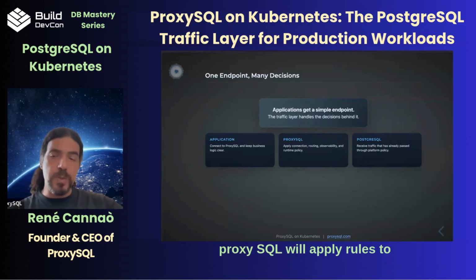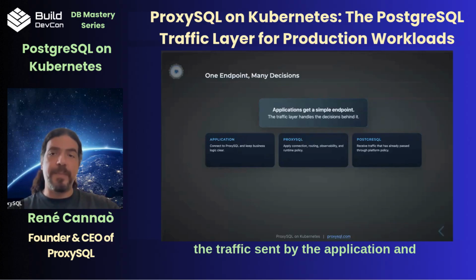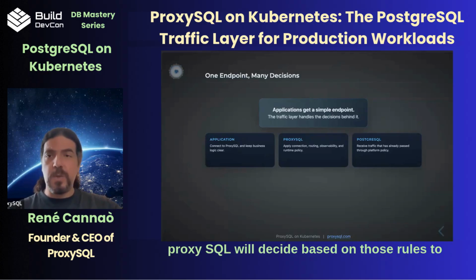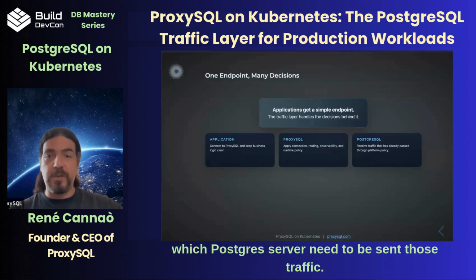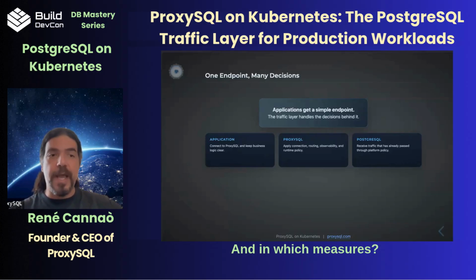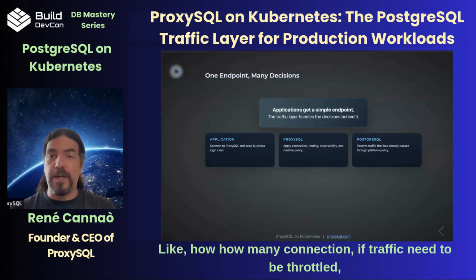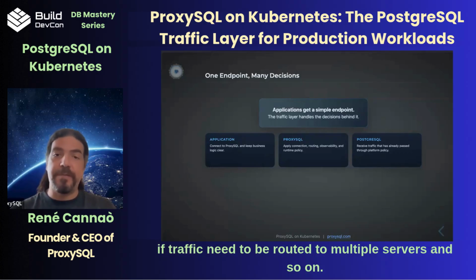ProxySQL will apply rules to the traffic sent by the application, and ProxySQL will decide based on those rules to which Postgres server those traffic needs to be sent, and in which measures, like how many connections, if traffic needs to be throttled, if traffic needs to be routed to multiple servers, and so on.